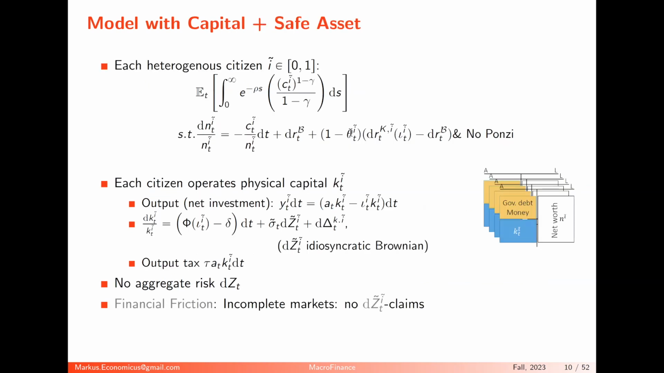Now here's the model more formally. So there's a model of capital and safe asset. So the safe asset will be the government bond. Each agent has the constant relative risk aversion utility function, with the time preference rate rho discounting, and that's the evolution of the net worth. There's a net worth change for an agent I tilde. That's this individual I in a particular sector. When he consumes more, the net worth is going down. He gets a return on the government bond.